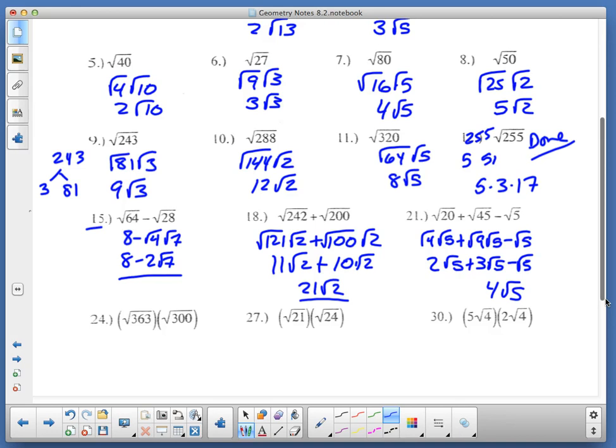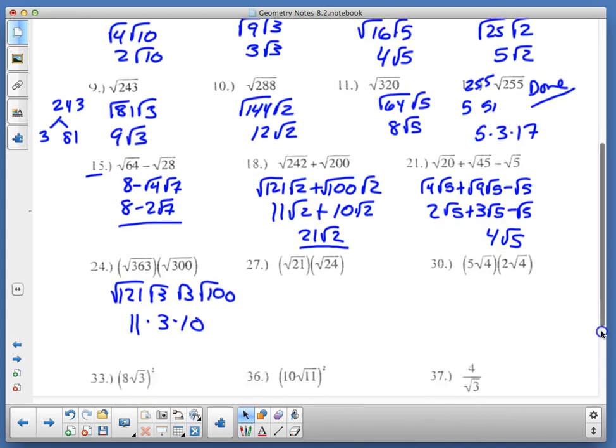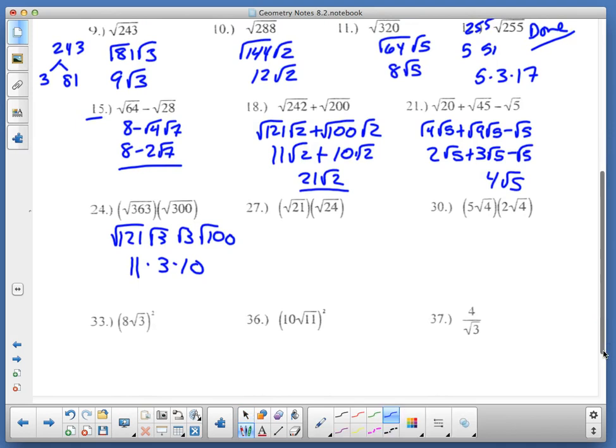My last thing I'm doing here, I'm going to be multiplying square roots together, and I've got 121 times 3, and I've got the square root of 3 times 100. So now I've got 11 times 3 times 10 for my final answer. So I've got 330 to finally get there.